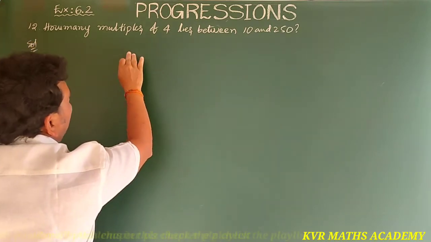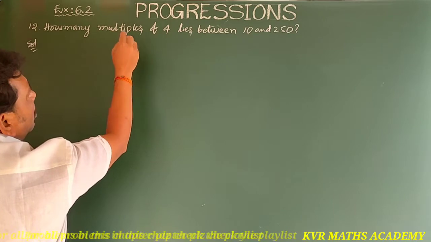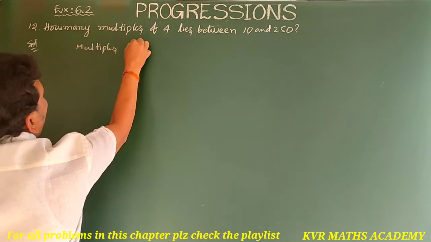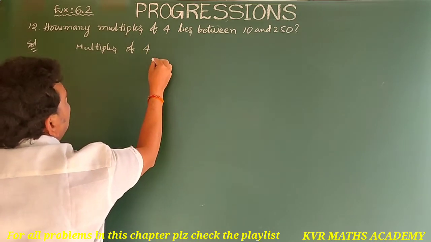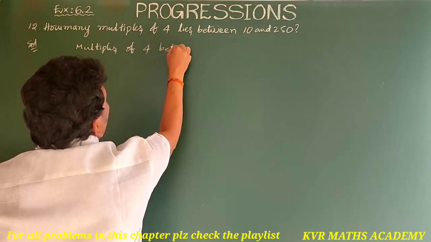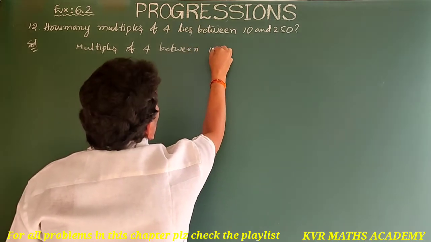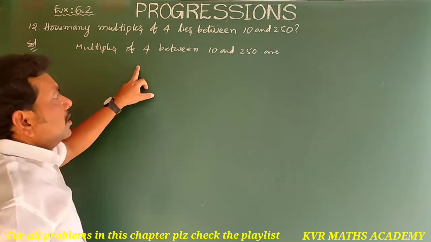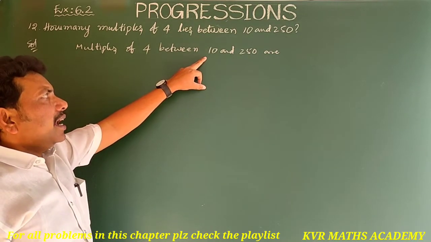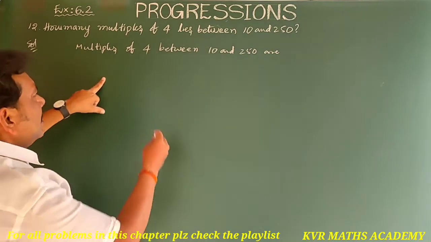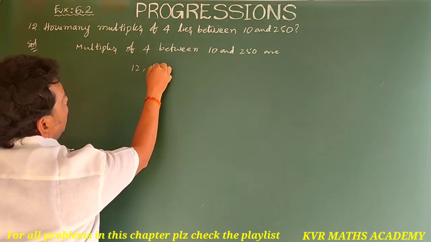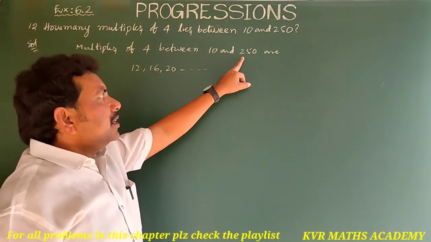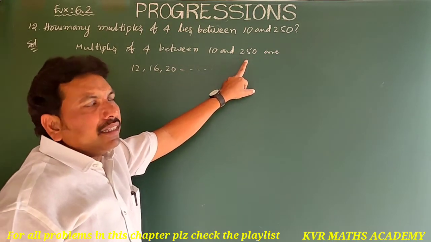First write the multiples of 4 between 10 and 250. 4 2s are 8, 4 3s are 12, 4 4s are 16, 4 5s are 20 and so on, up to 250. See, in 250 how many times does 4 get cancelled?